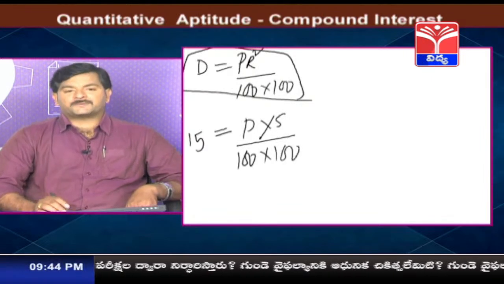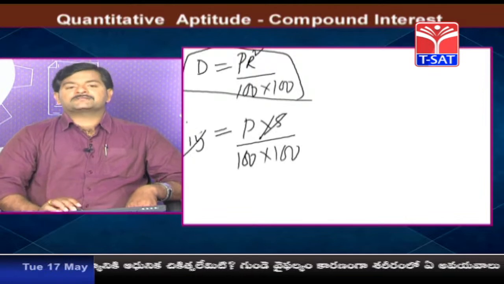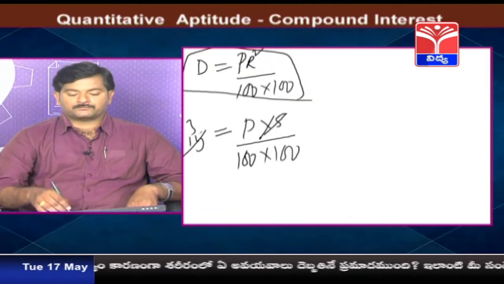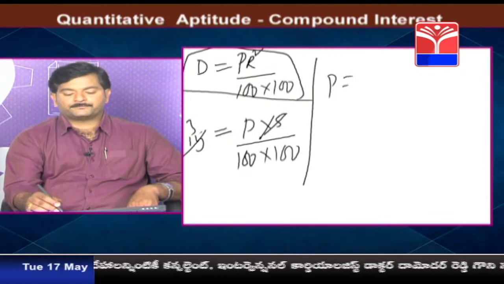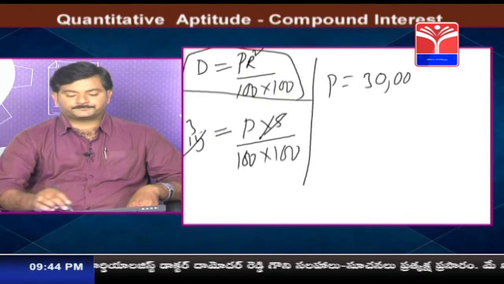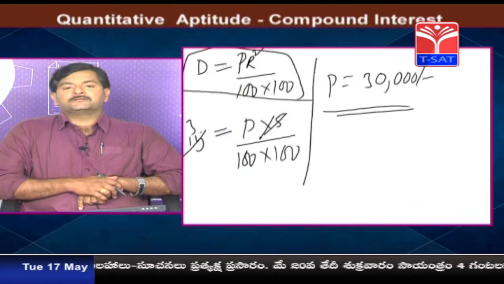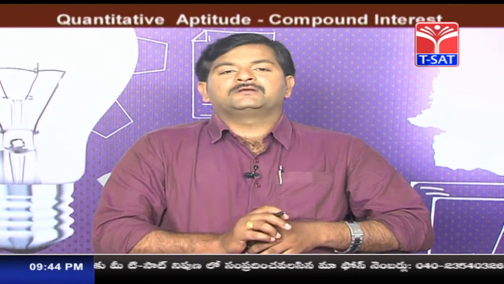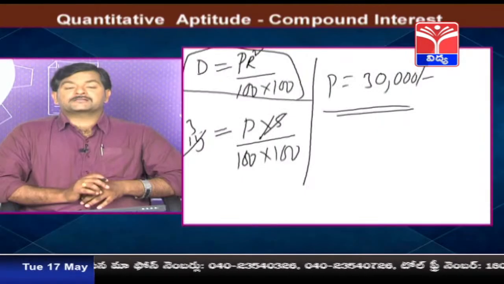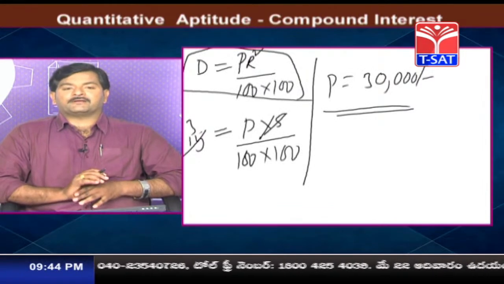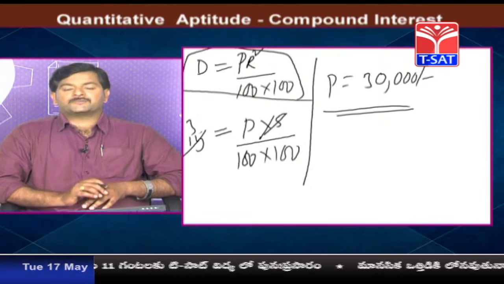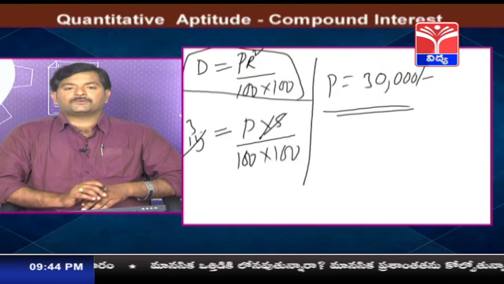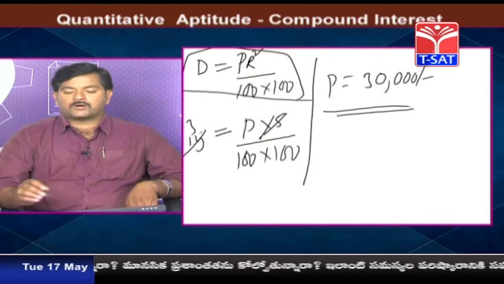Substituting all the corresponding values, 5 ones are 5, 5 threes are 15. So we get 100 into 100, 10,000, 10,000 into 3. What is the principal amount? 30,000. I hope you understood. This is the exclusive formula for only 2 years: D equals PR square by 100 into 100. The difference is given as 15, P value we have to find, rate of interest is 5, and substituting all the values, I get the P value. I hope you understood this question. Then we will move on to the next question.